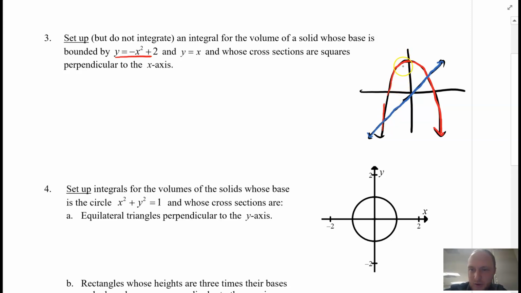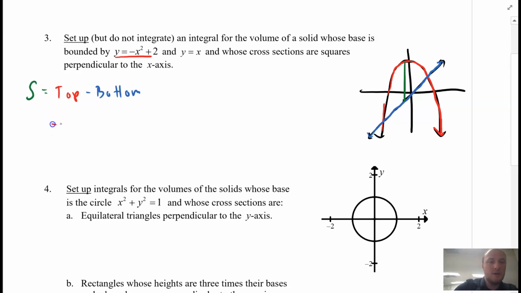So here are my two functions, and I want to integrate this region. If I was to slice this cross section here, I know it's going to be a square, right? So coming out at us is going to be a square. But how do I represent that? Well, remember, calculating area between curves is going to be the top minus the bottom. So if I call this side S, that's going to be top minus the bottom. And that's just what the side length of that square is going to be.